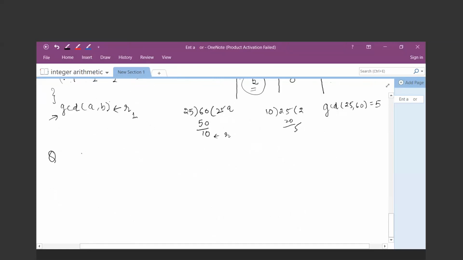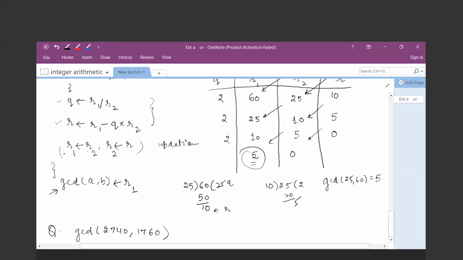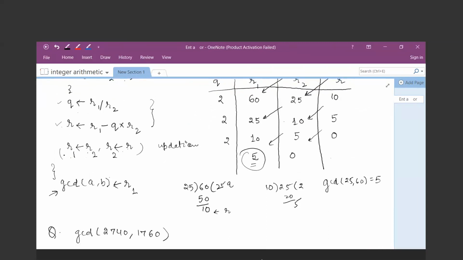Now, again a question for you. Take 5 minutes and solve this using the same tabular format. You have 5 minutes, give me the answer. I'm enabling the chat.